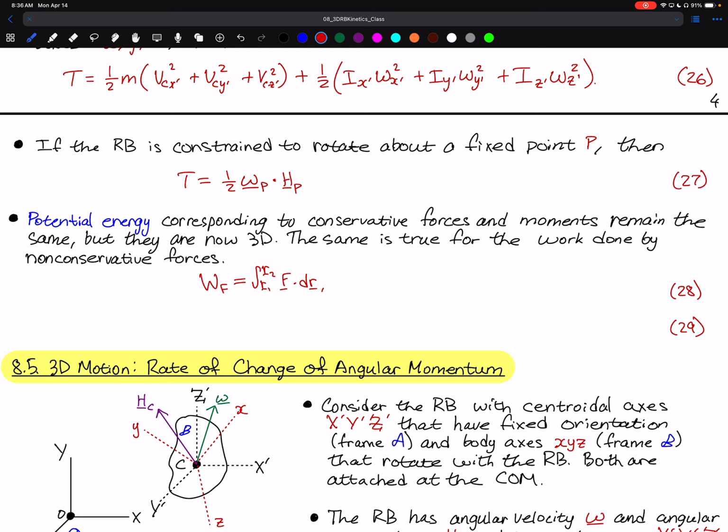And then for moments, we write W sub m is equal to the integral from some angular position theta sub 1 to some angular position theta sub 2 of those moments dotted with d theta. And again, we can expand that as needed.